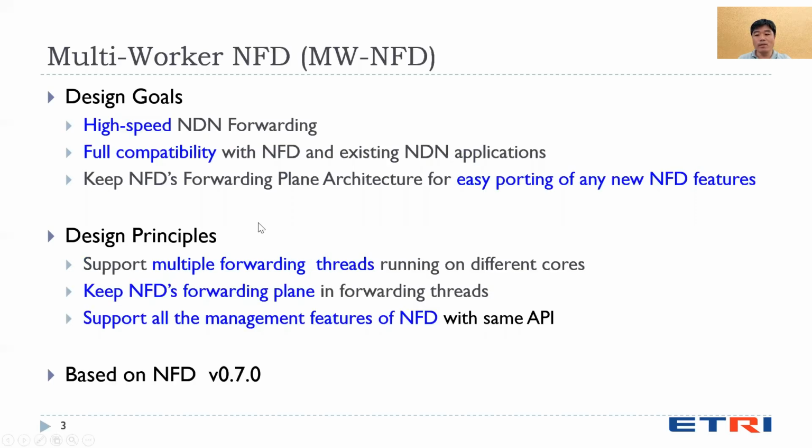So we developed a high-speed NDN forwarder named Multi-Worker NFD. Multi-Worker NFD has a multi-thread forwarding architecture. Its design goals are high-speed forwarding, full compatibility with the NFD and NDN applications, and supporting easy porting of any new NFD features. High-speed forwarding is achieved with multiple forwarding workers. For full compatibility and easy porting of a new NFD feature, we maintain NFD's forwarding plane architecture as is and support all the management features of NFD with the same API. It is based on NFD 0.7.0.